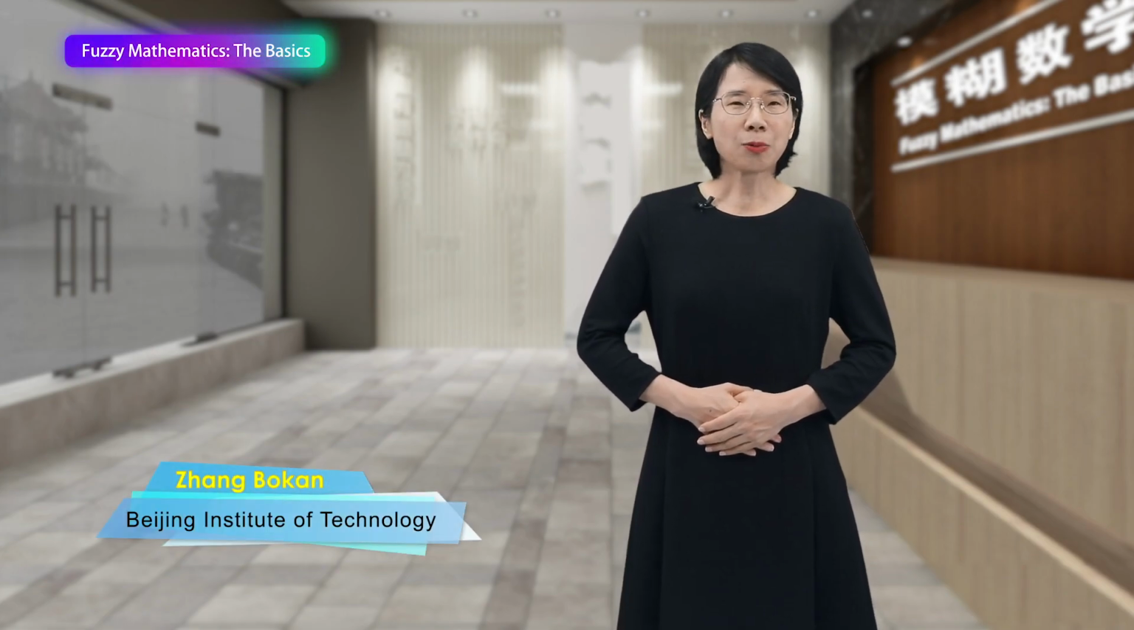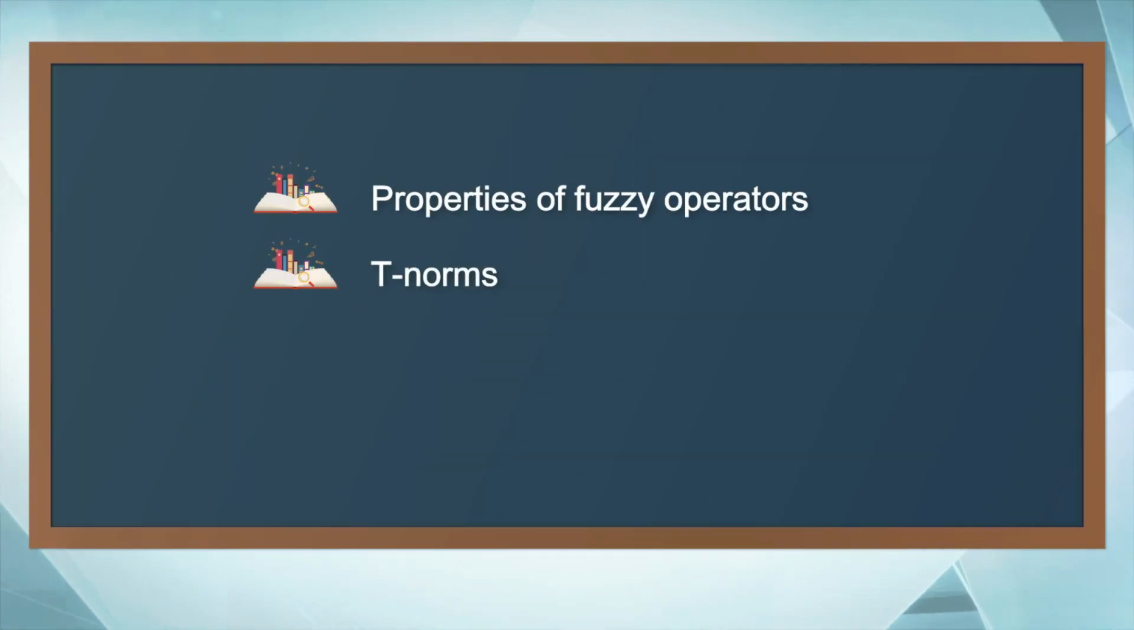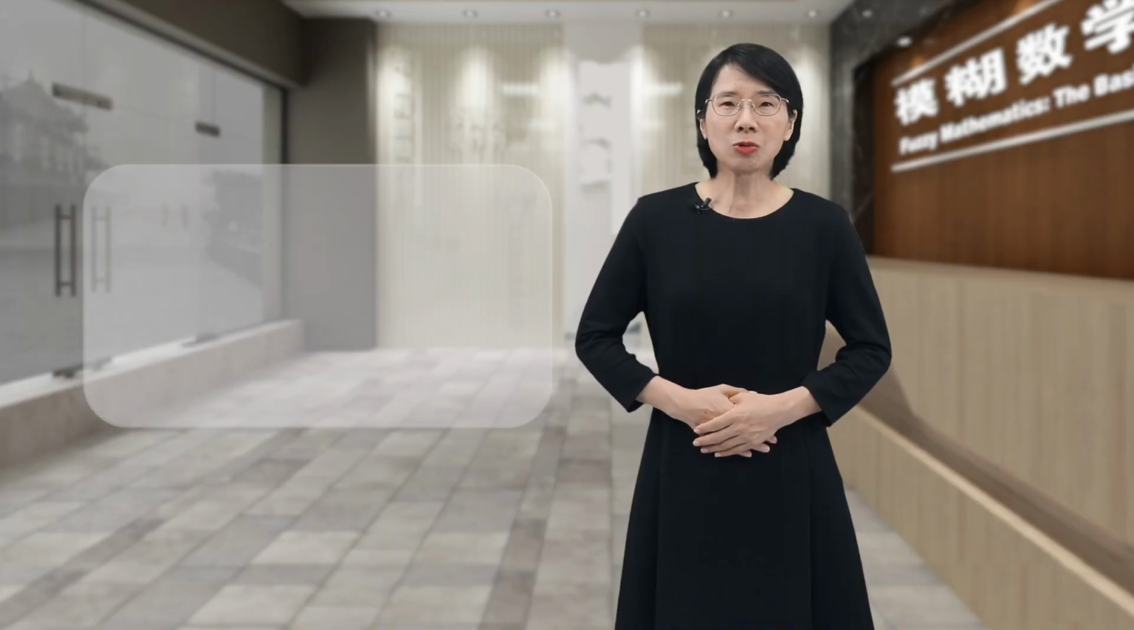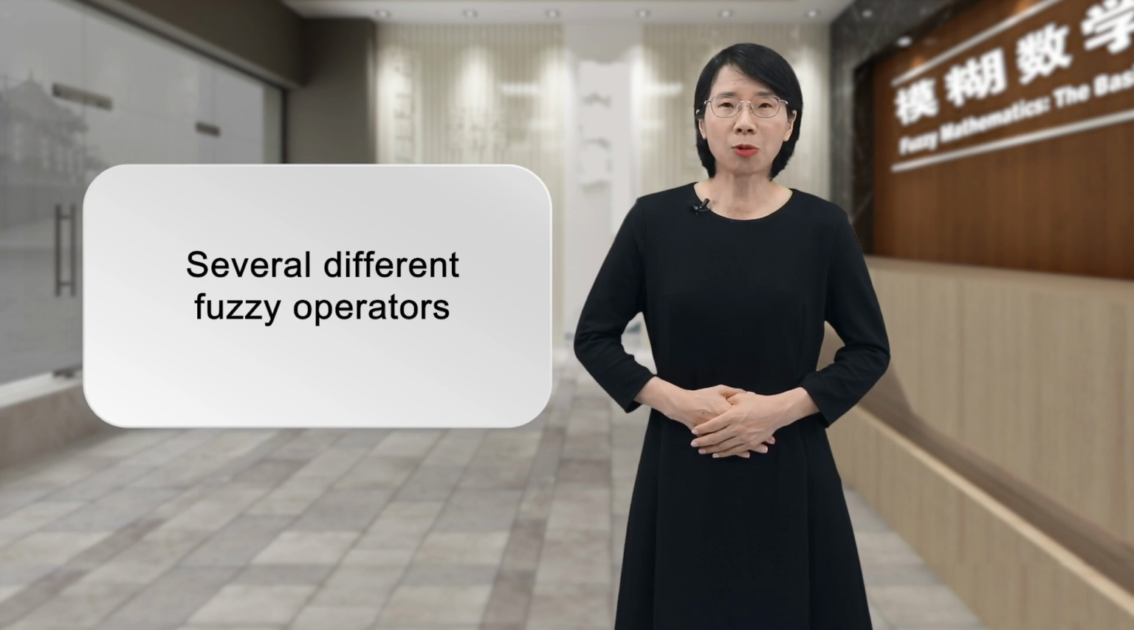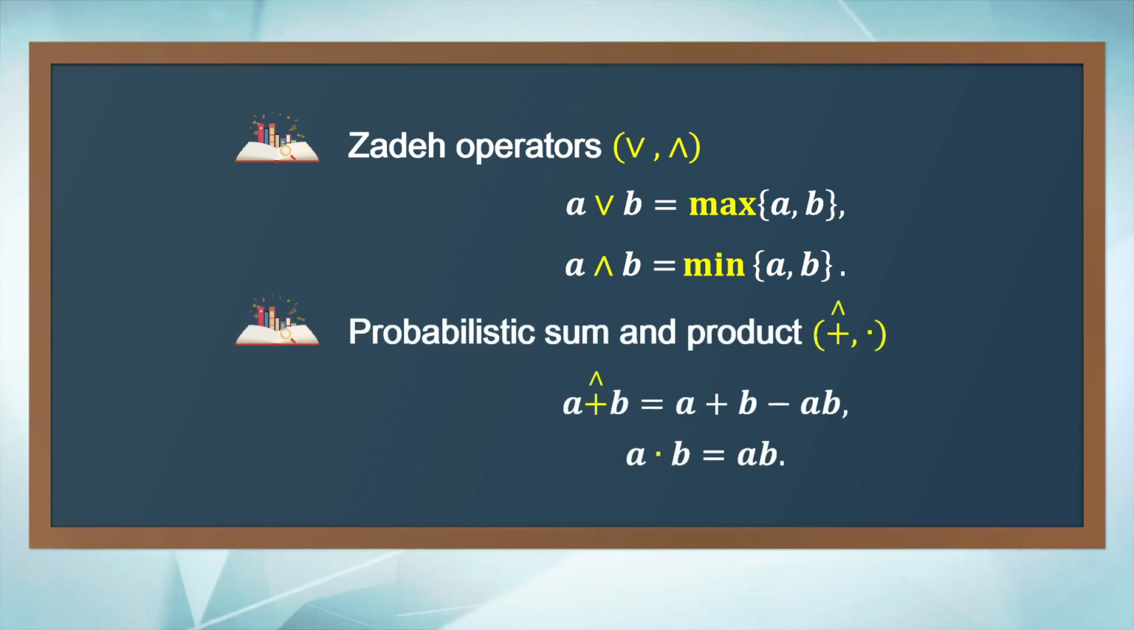Welcome to Fuzzy Mathematics, the basics. In the previous lectures, we have talked about the properties of fuzzy operators, t-norms and s-norms. In this lecture, we will introduce several different fuzzy operators. First, Zadeh operators, the maximum operation and the minimum operation. Secondly, the probabilistic sum and product.